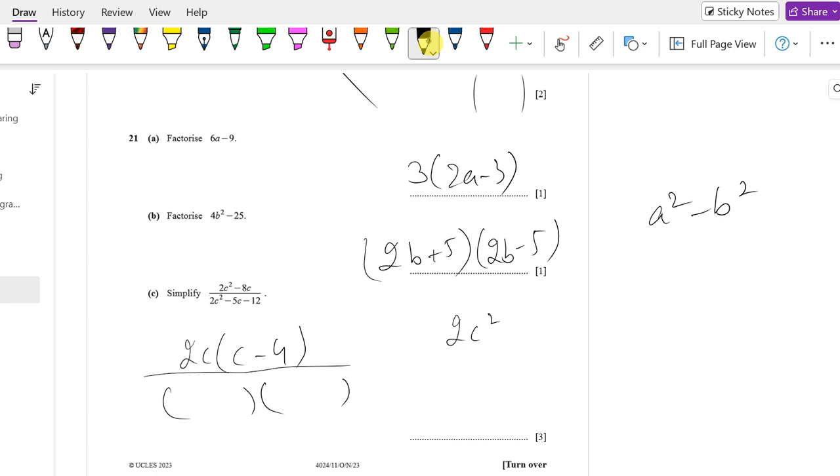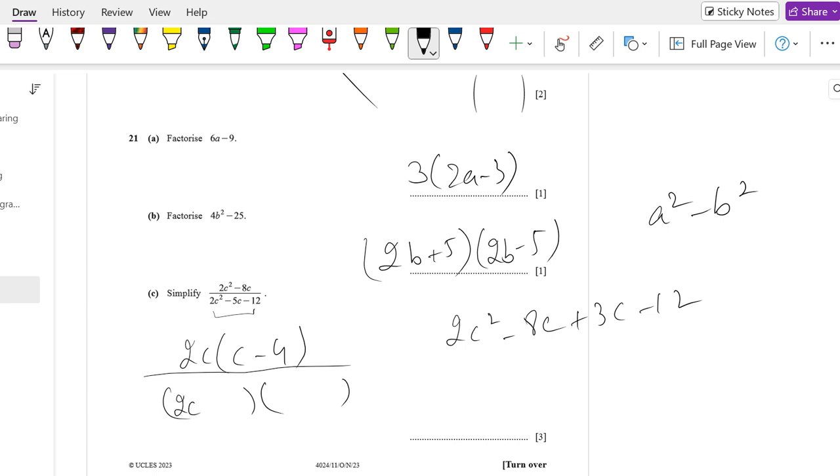2c square. If you multiply these two, 24, and 8 threes would be good enough. Just remember, this sign should be same with the greater value. 3c minus 12.